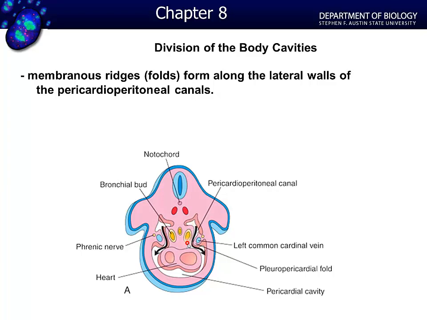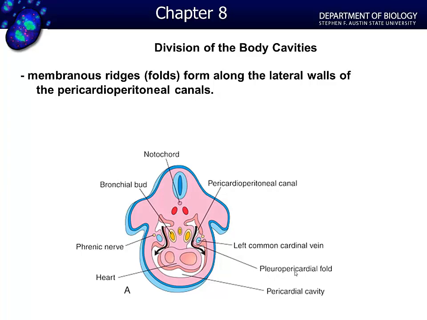Here you can see these are our pericardial-peritoneal canals, and you can see that we're looping around the developing heart. It's within these canals that we start to form these lateral ridges that you see. And at first, these lateral ridges are going to be our pleuropericardial folds.